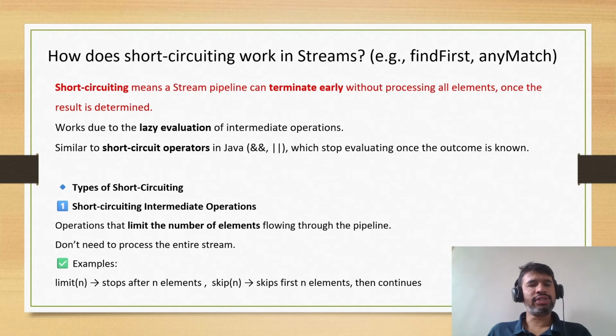The types of short circuiting we have to understand. One is short circuiting intermediate operations. Here you can see we are limiting, so I need only two elements, and after that I will not process any more. Or I want to skip some elements, the first n elements, and only process the remaining ones. Something like that. So you basically short circuit and will not execute everything.